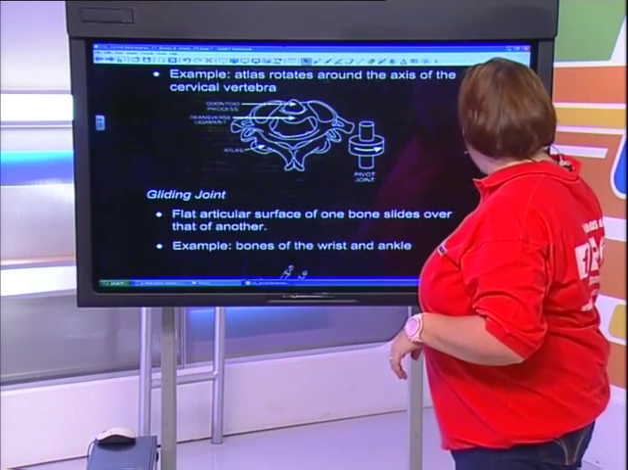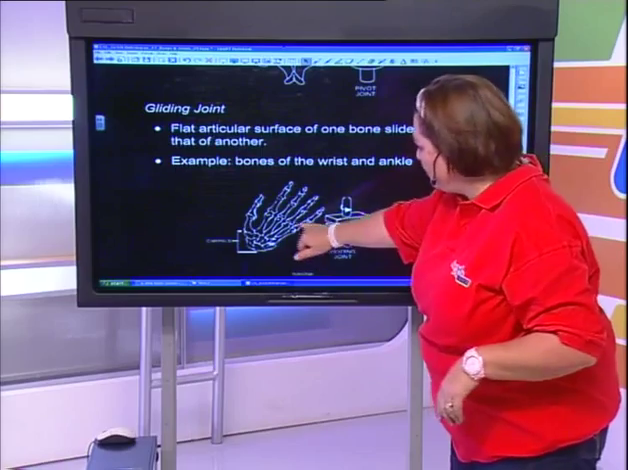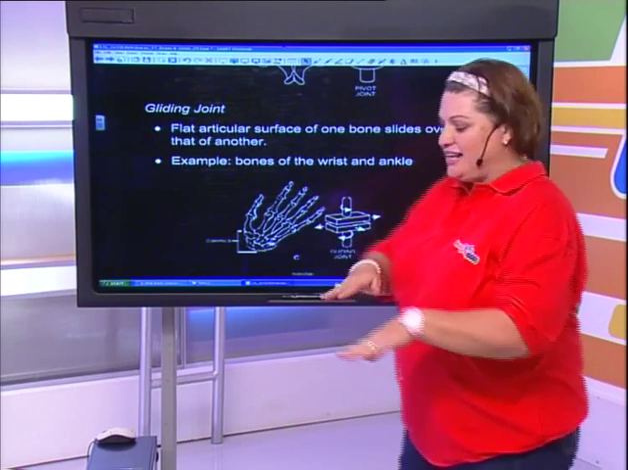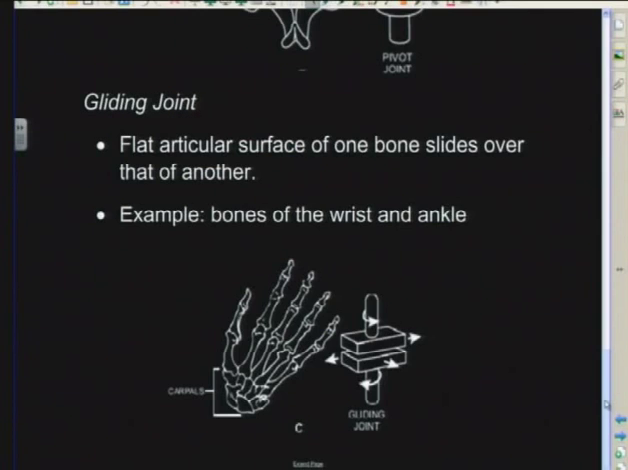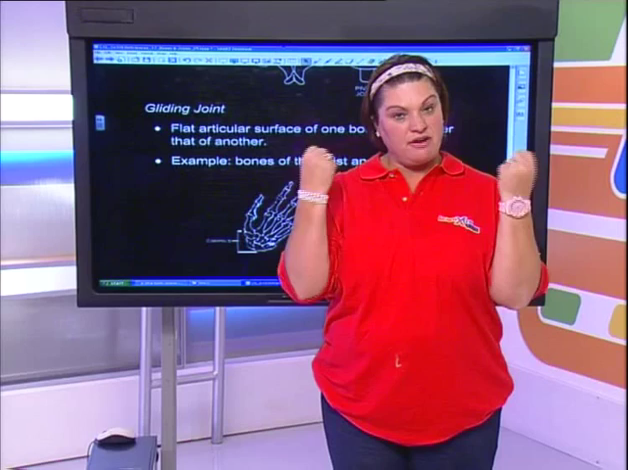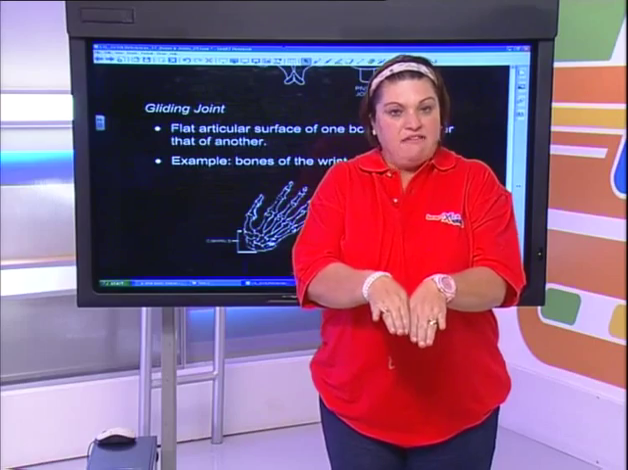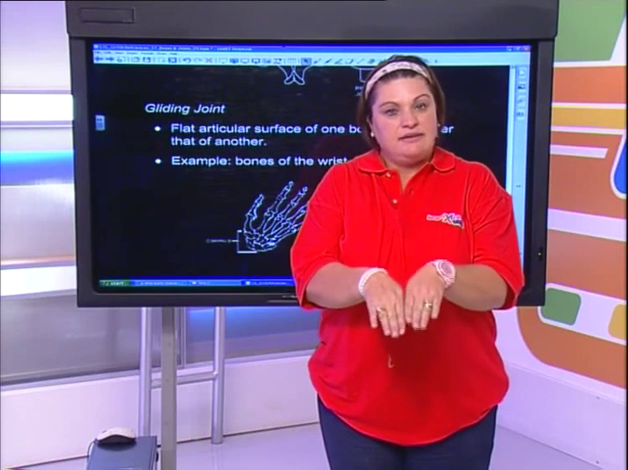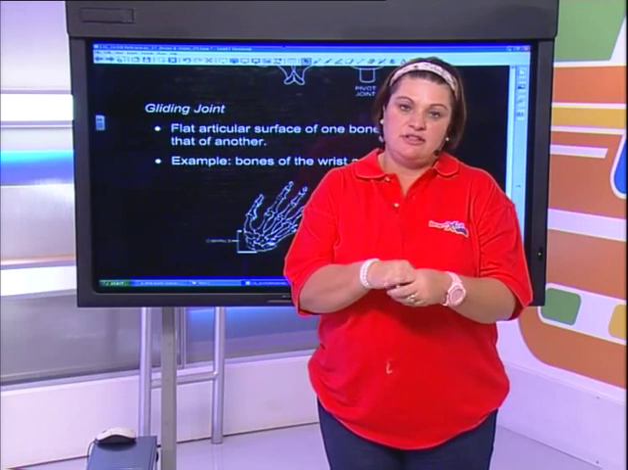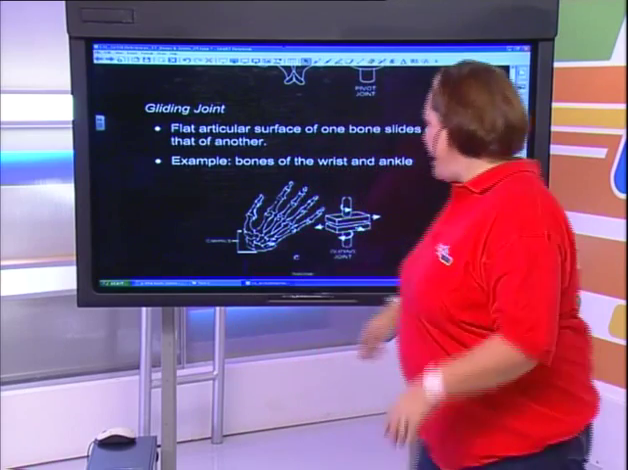Then the last one, if you have a look at the gliding joints of the carpals and of the tarsals, so of our wrists and of our ankles, when we move them, they have that slight gliding motion that goes over them. Okay, carrying on.